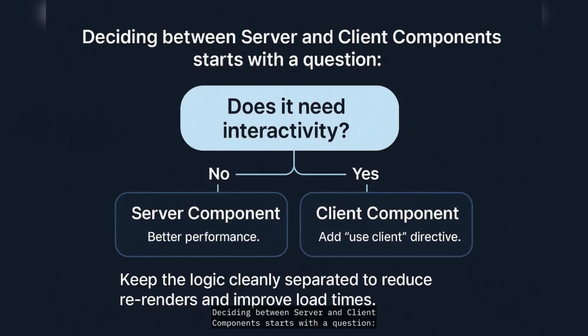Deciding between server and client components starts with a question. Does it need interactivity? If not, use a server component for better performance. If yes, use a client component and remember to add the use client directive. Keep the logic cleanly separated to reduce re-renders and improve load times.